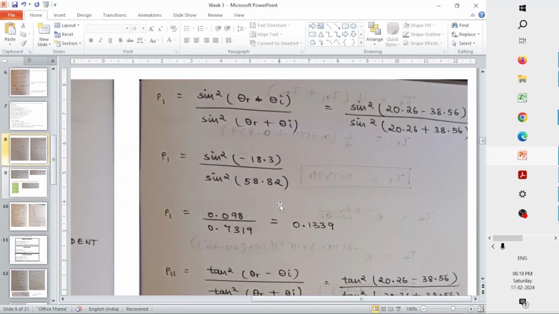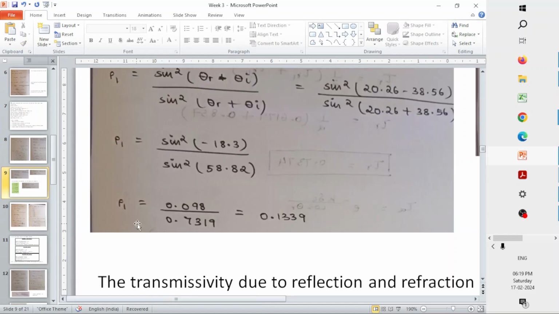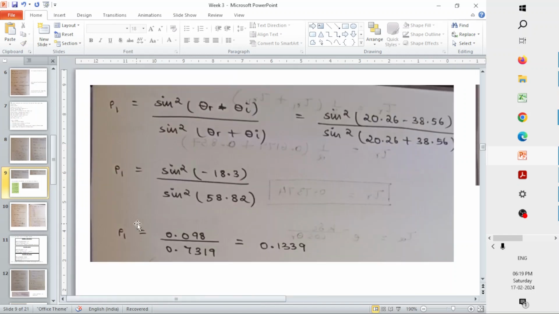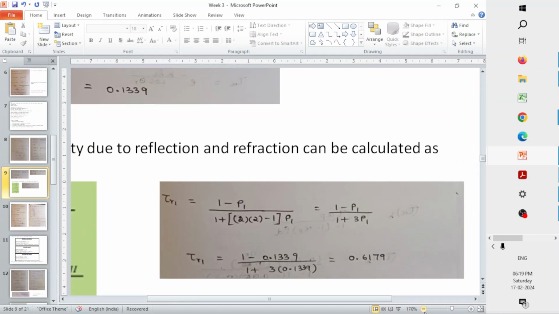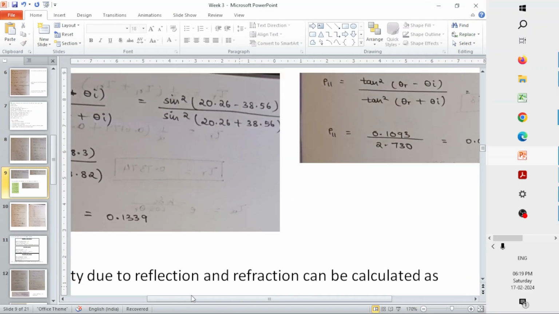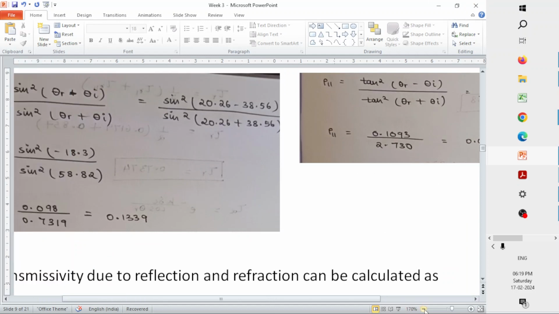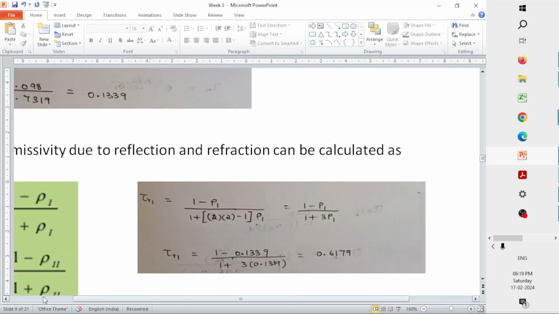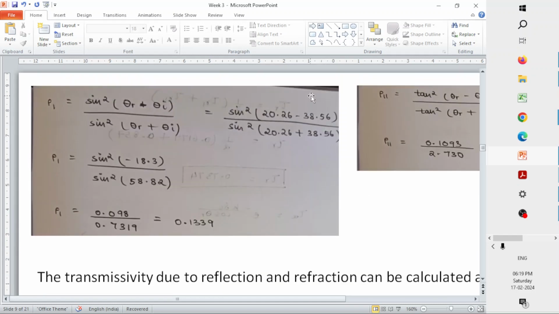So here, your rho 1 and rho 2 are nothing but... I'll just show this slide. That is a very congested slide. So your rho 1 and rho 2 are nothing but the reflection and the refractive components.